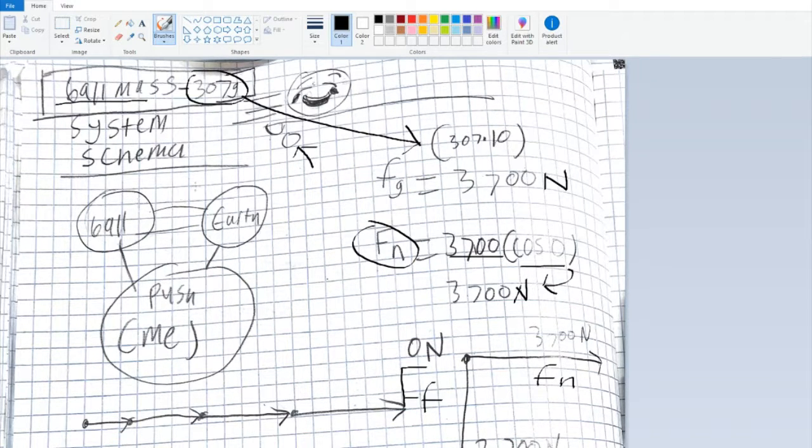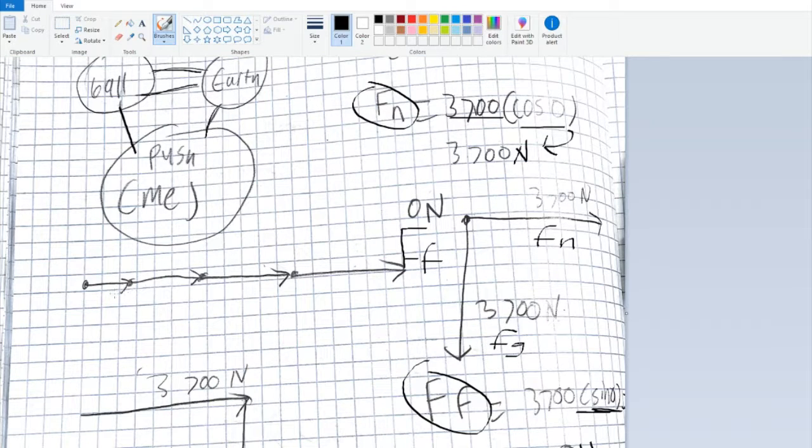And for my system schema, it's pretty basic. There's two forces running between the earth and the ball, and there's a force between me and the ball, which is me pushing the ball, and a force between me and the earth, which is the earth weighing me down. And then my motion map is just showing a gradual acceleration of the ball. It starts off small, and then it gradually gets larger, showing the ball speeding up.